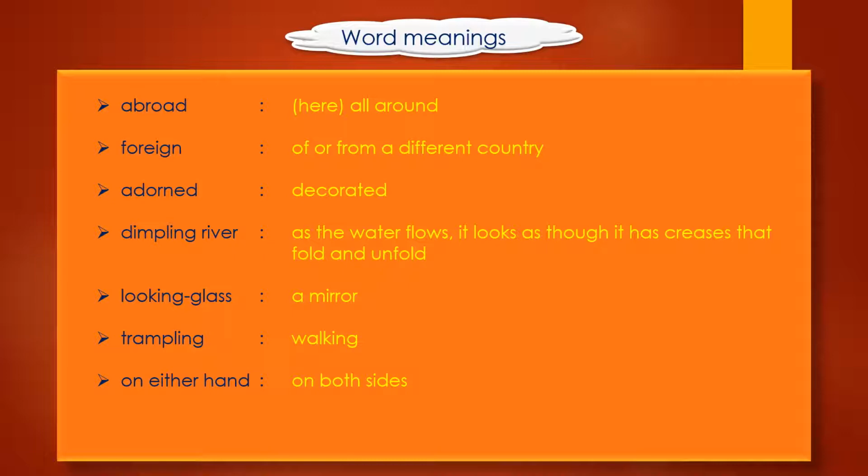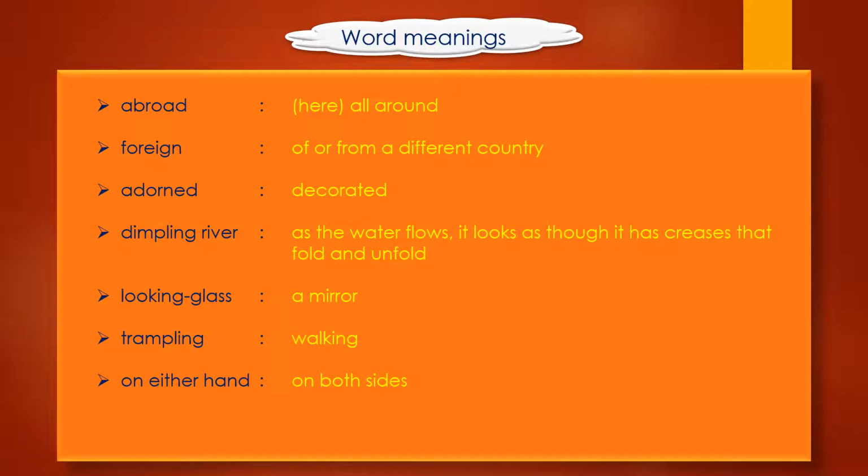It is on either hand. On either hand means on both sides. It means on both sides of the child's hand. If he looked at the left hand side or at the right hand side, on both the sides the road was going, and from both the sides, according to the child, that road is going to the fairyland. Okay? So on either hand means on both sides, right?